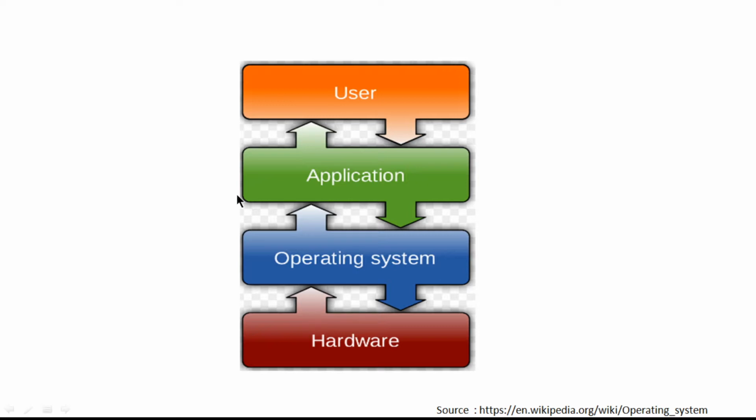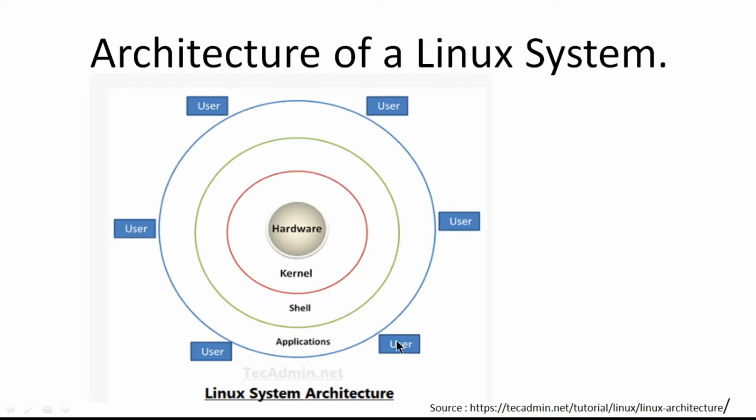This is a diagrammatic representation of an operating system. You have a user, there is an application, and in between there is an operating system which interacts with the hardware. Now the architecture of a Linux system. In the architecture, in the middle there is the hardware, then there is a kernel, then a shell, and then the application. The user interacts with the application, which interacts with the shell, and then it interacts with the kernel, and the kernel in turn interacts with the hardware.